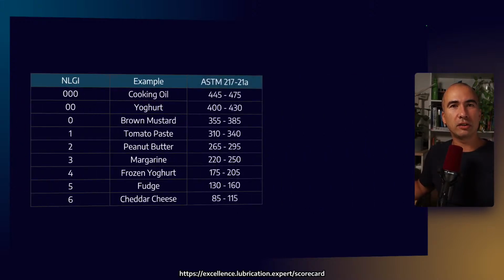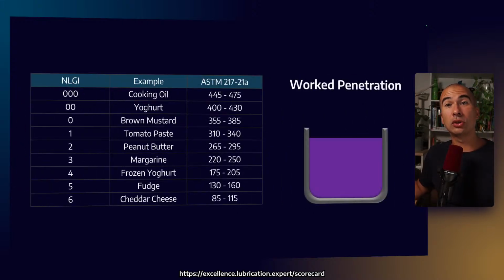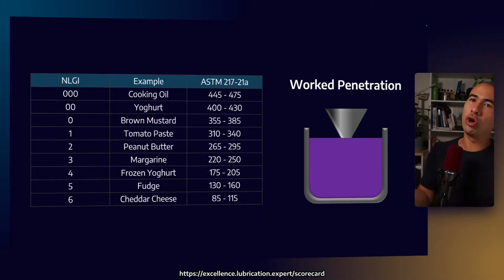Now, how is that actually determined? There is an ASTM test, which is called work penetration. It's effectively you're dropping a cone into some grease which has been worked. The further the cone falls, the less consistency the grease has.